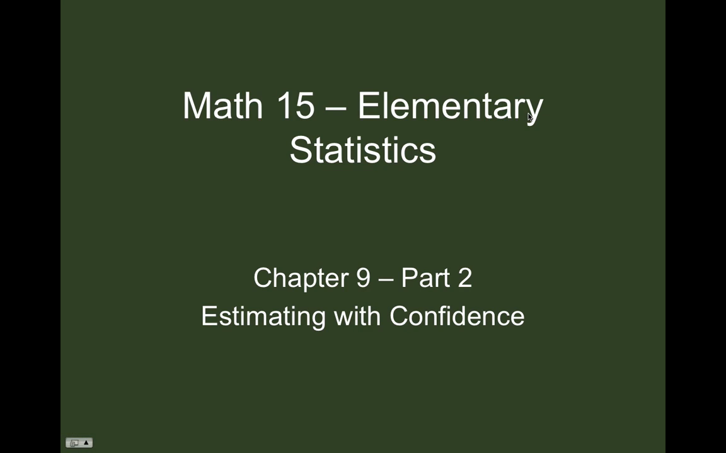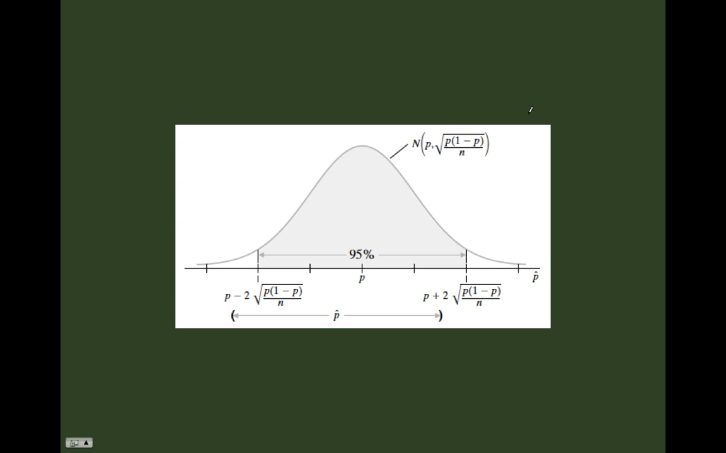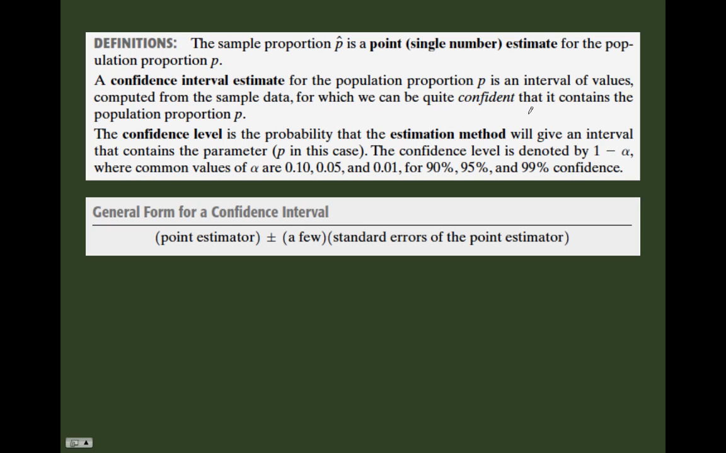This is Chapter 9, Part 2. We're going to talk about confidence intervals in this lecture. So first thing we're going to start off with are some definitions. And we're going to say the sample proportion p hat is a point estimate for the true population proportion p.